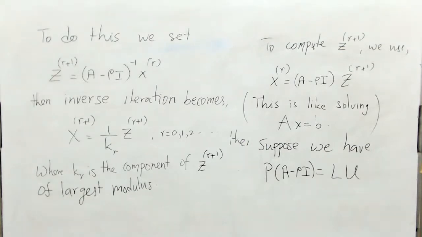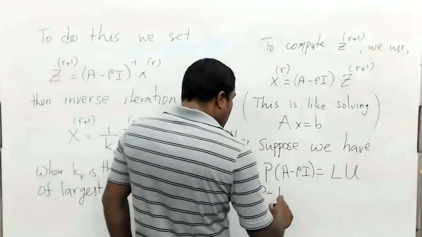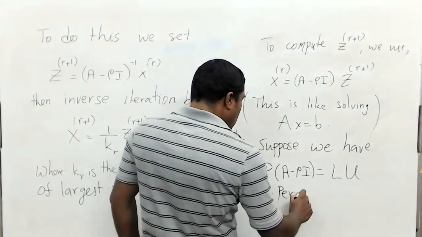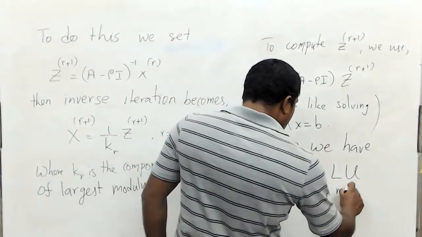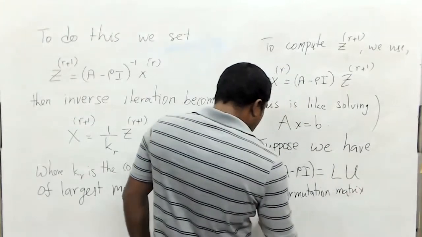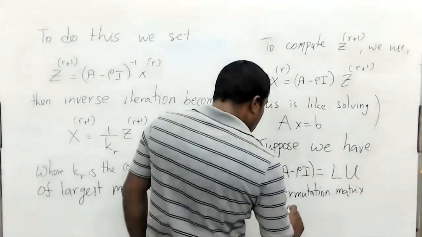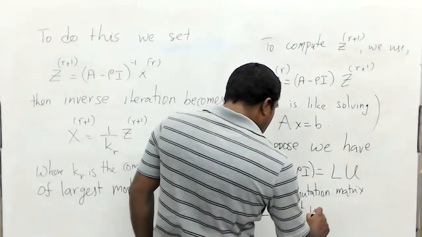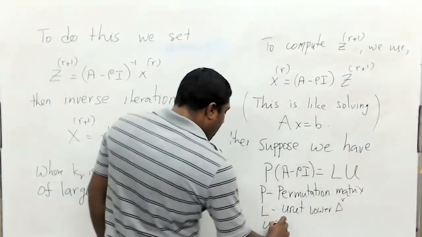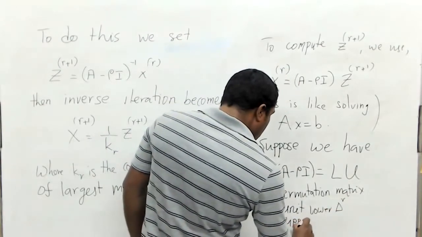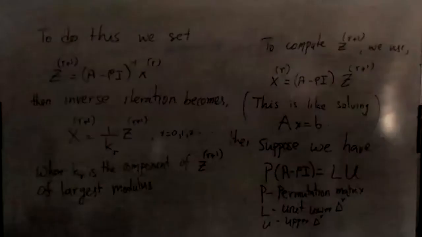In chapter 1 you studied factorization, LU factorization. PA is equal to LU, right? P is a permutation matrix, L is unit lower triangular, U is upper triangular.